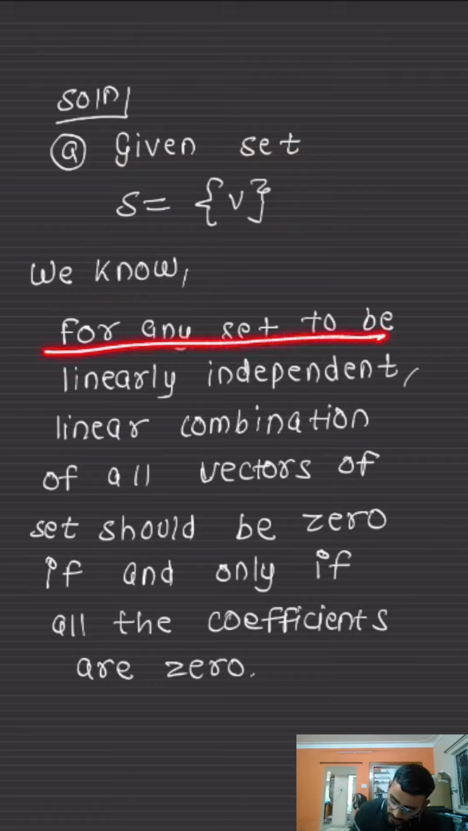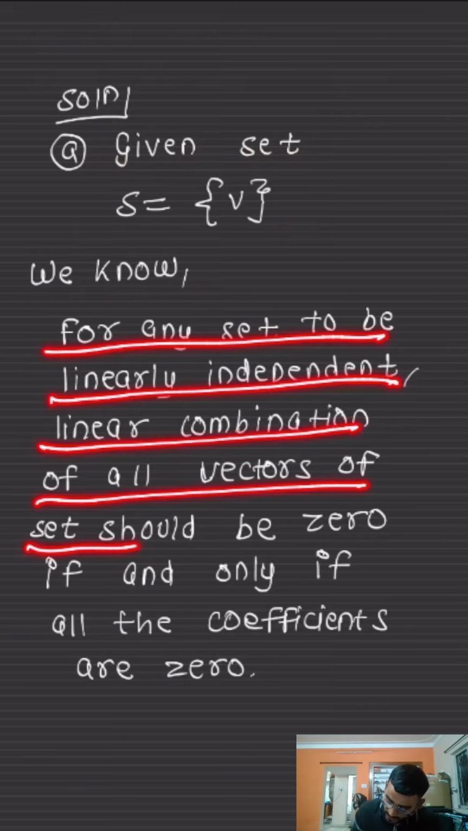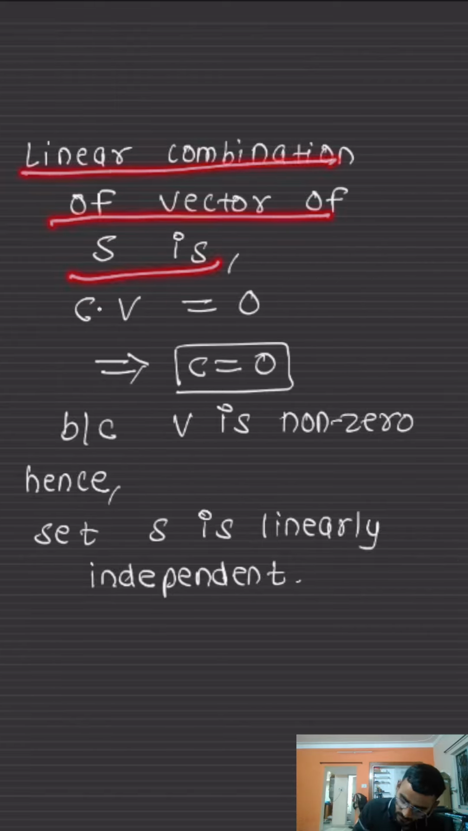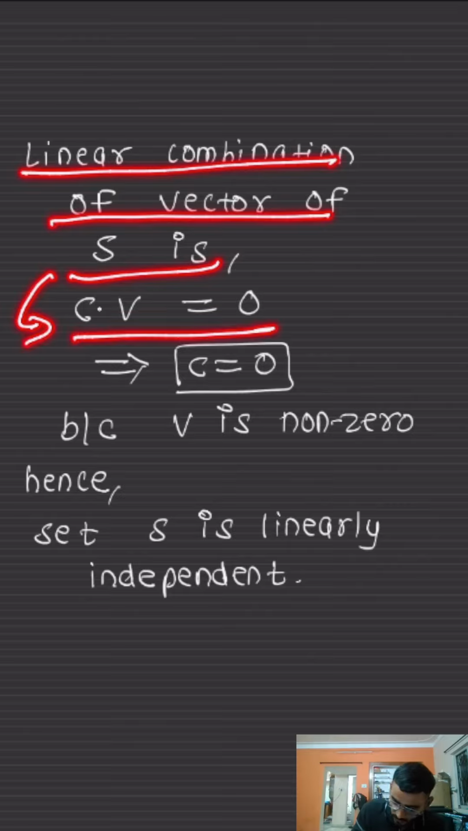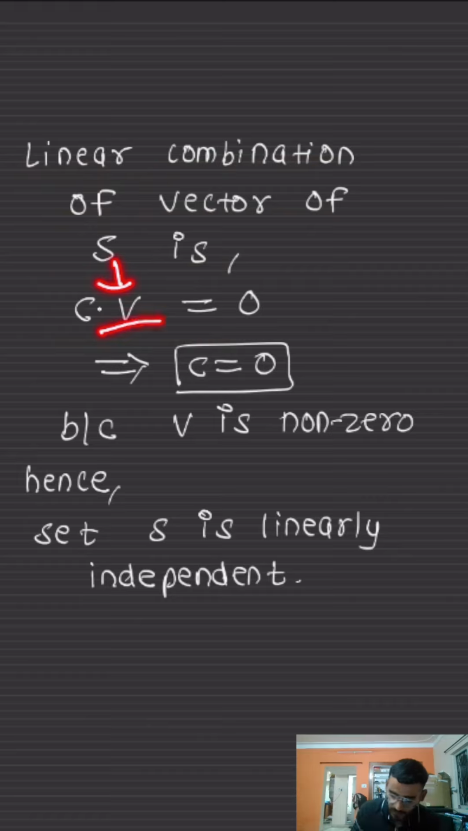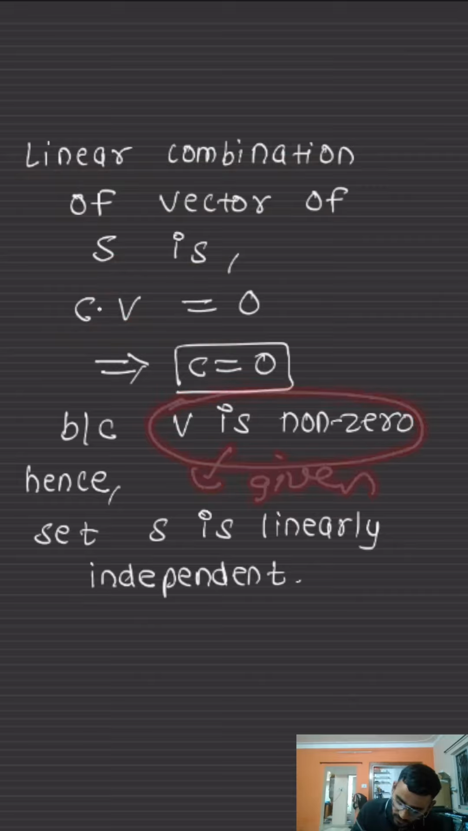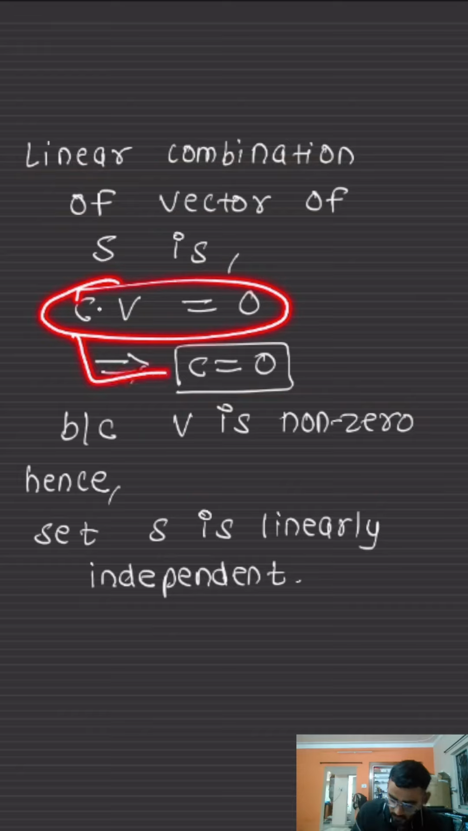For any set to be linearly independent, the linear combination of all vectors of the set should be 0 if and only if all the coefficients are 0. Hence, taking the linear combination of the vector of set S, we get C times V equal to 0, because S consists of V only. Now we know that V is a non-zero vector, which is given, and hence for this equation to be satisfied, C must be equal to 0.